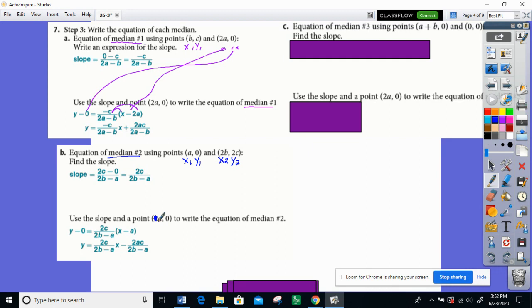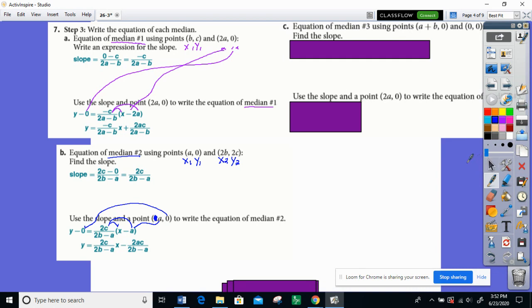So we take our x value from the point and we subtract it from x. We take our y value from the point and we subtract it from y. Here's our slope that we just worked out up here. Now we're using the distributive property. So it's 2c over 2b minus a times x. And then when we multiply 2c times negative a, it gives us that negative 2ac in the numerator.